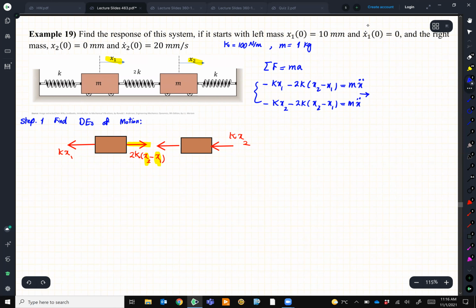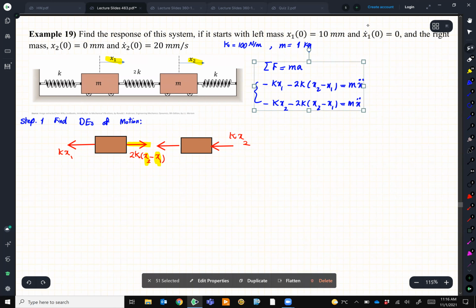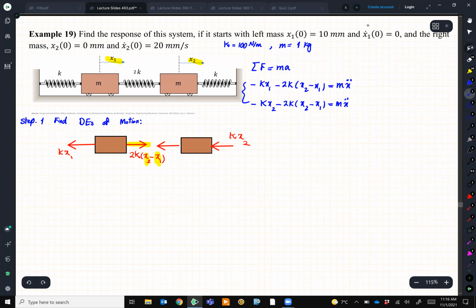So let's organize them. I would have m x double dot, then I have 3k x1, then that guy is going to be negative, minus 2 x2 equal to 0. m x double dot plus 3k x2 minus 2k x1 equal to 0.